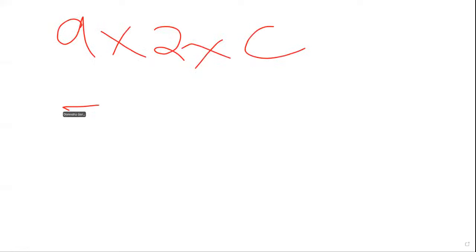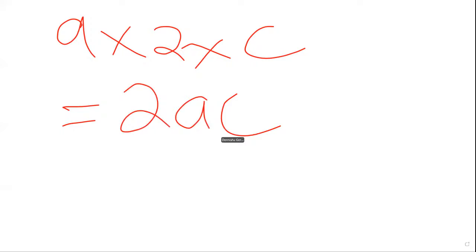So here we go. Question 1 says a times 2 times c, and that's simple. All of these are being multiplied. You just need to write down the number first. It's 2ac. You can pause to make corrections because I won't stop the video.